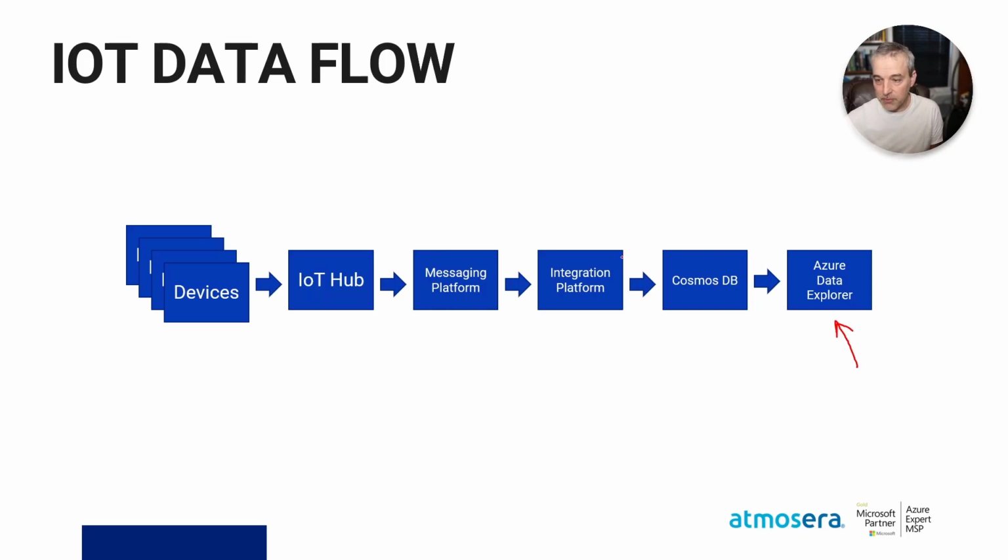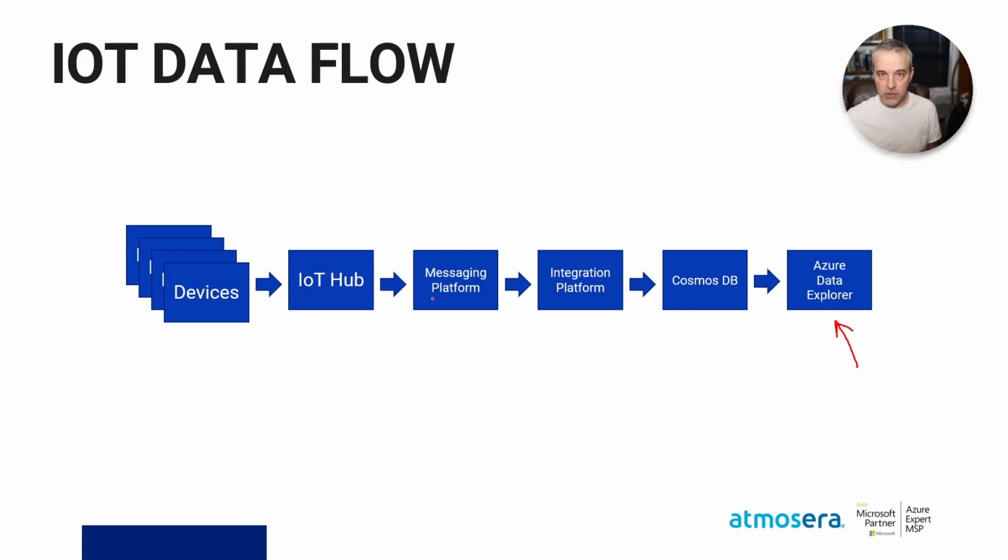But this pattern right here with a messaging platform and an integration platform gives you a lot of variability in what you can use. So the IoT Hub can relay a message to a messaging platform on Azure, which could be something like Service Bus, an Event Hub, or an Event Grid. And depending on what your needs are depends on which one of those you will choose. I went with an Event Grid, which works just fine.